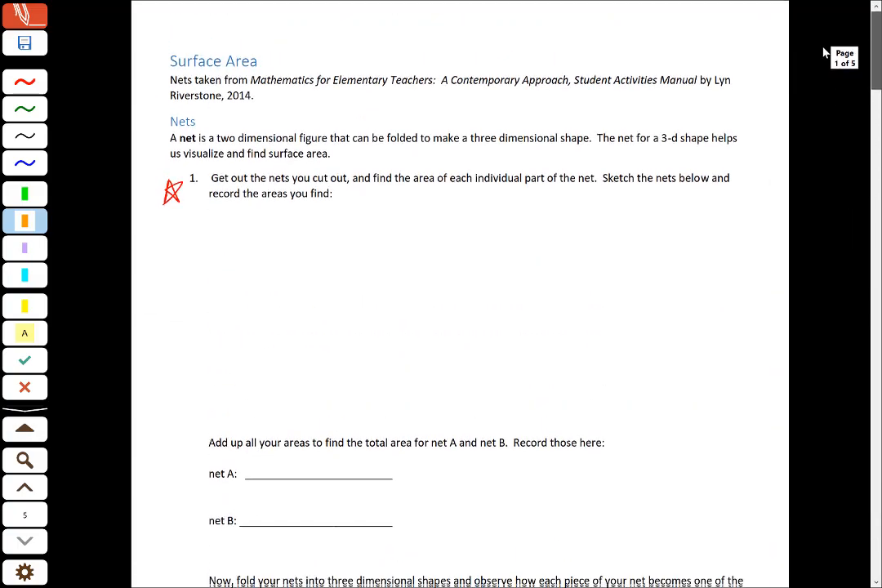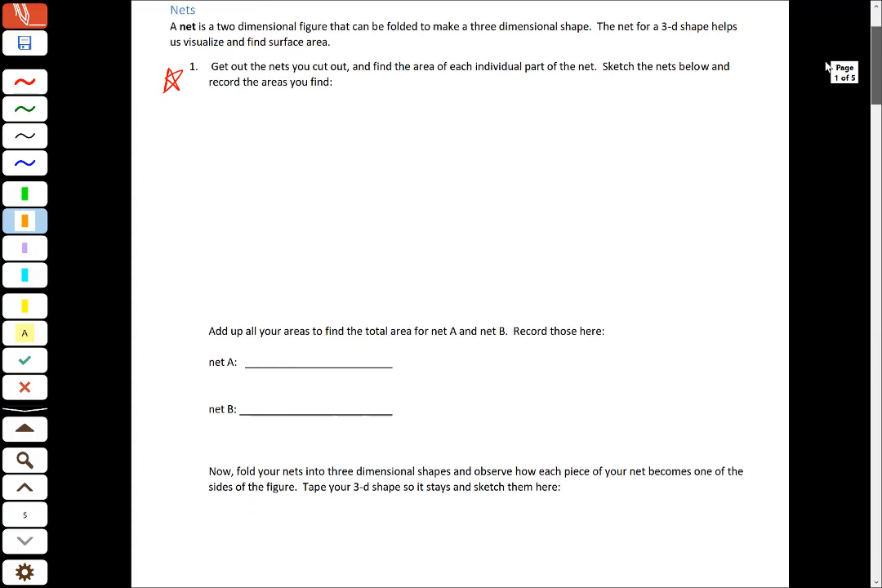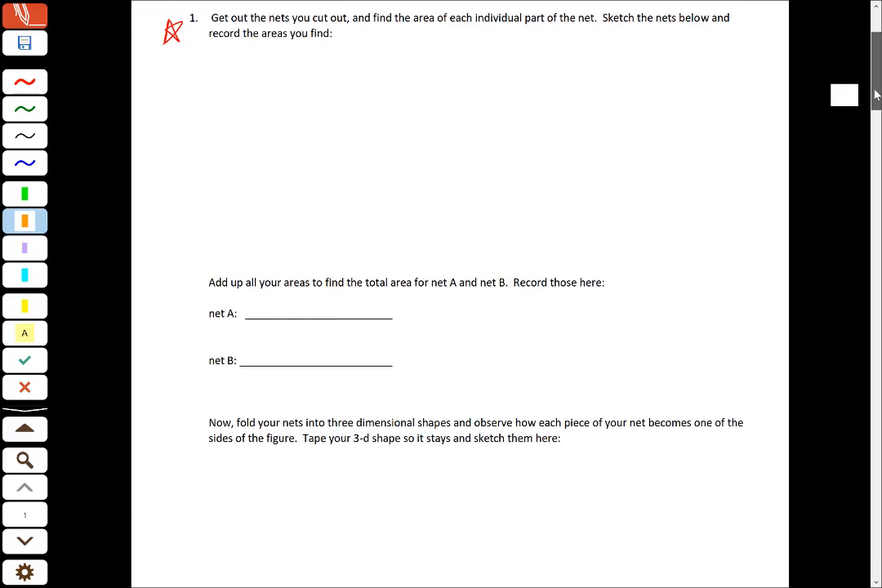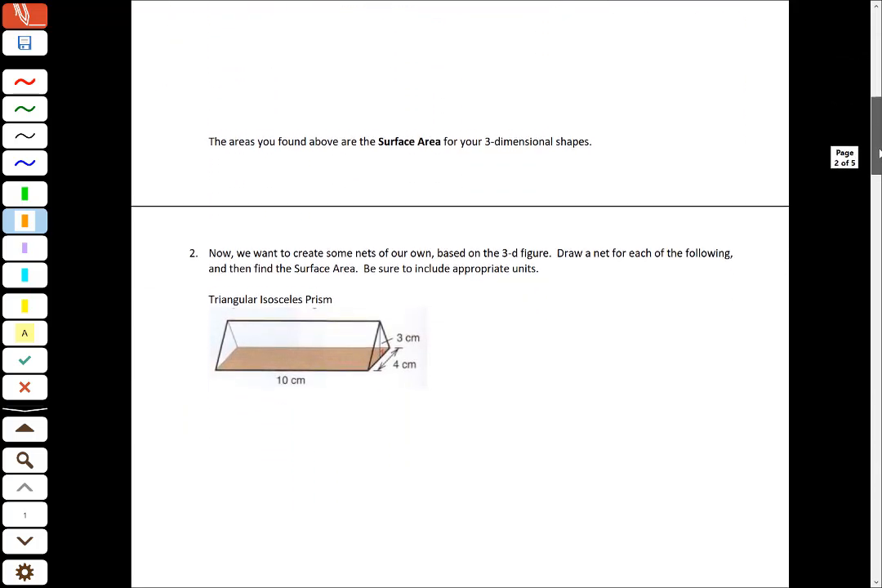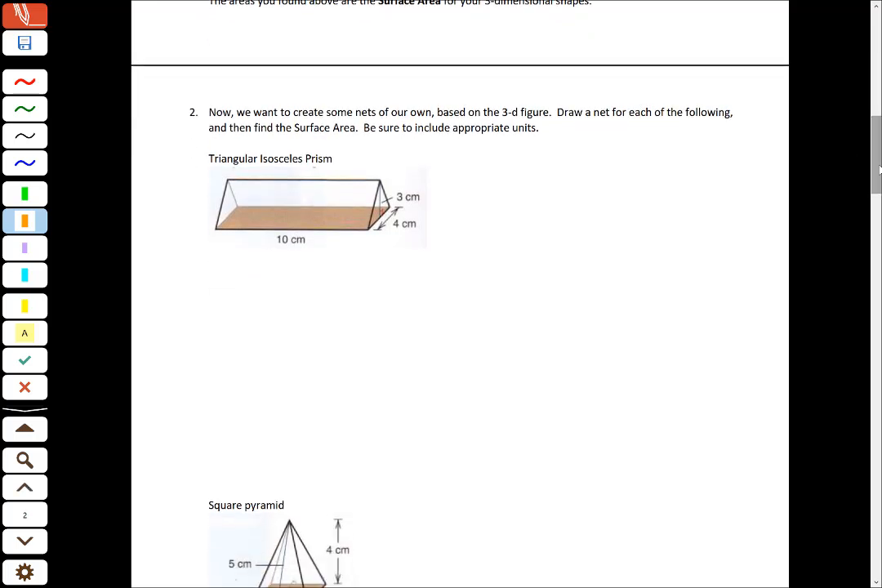Okay, so part one says get those two nets that I just was talking about, and find the area of each individual part and then record the areas, right? And so you'll add those up, and those are the surface areas of those shapes, right? And then the next part is to draw your own nets. The first activity is to take these flat surfaces and fold them up. And this next activity is to take this three-dimensional figure and unfold it.